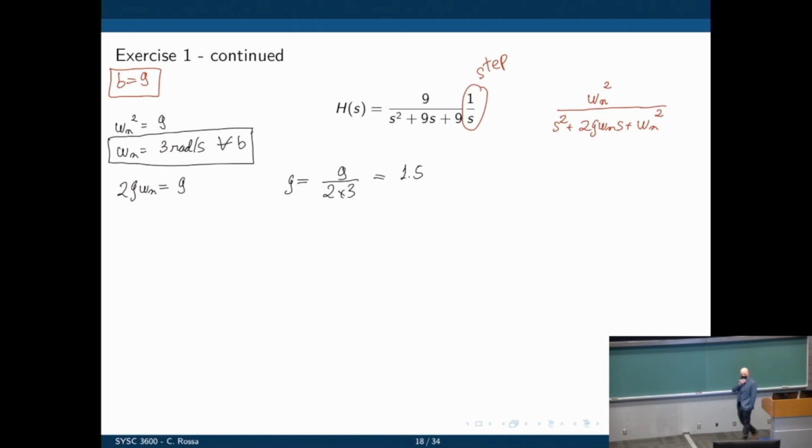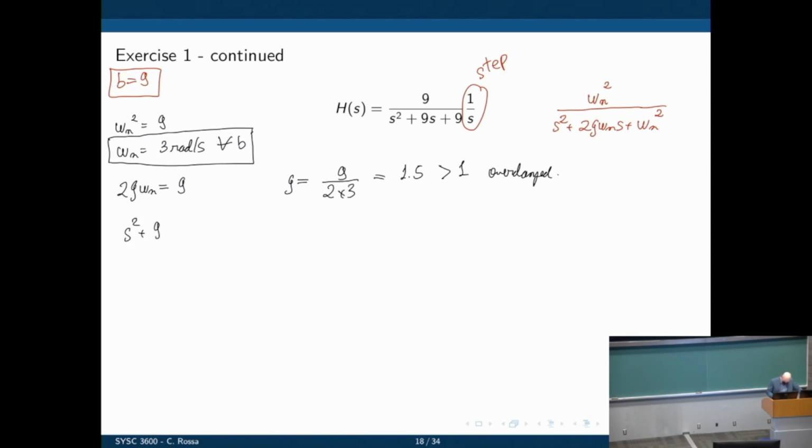What system do we have here? Overdamped, underdamped, critically damped, unstable, or undamped? Zeta is greater than 1, and therefore this is an overdamped system. If it is an overdamped system, this tells us that the roots are real numbers.